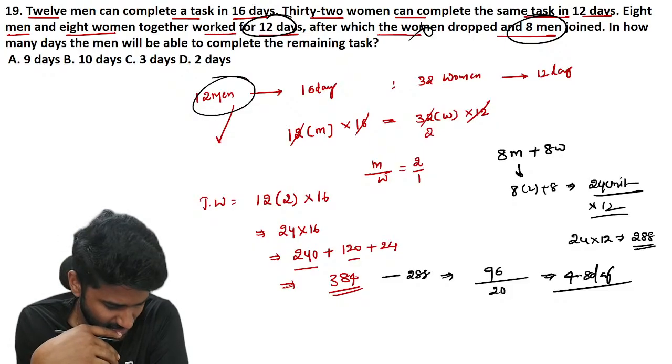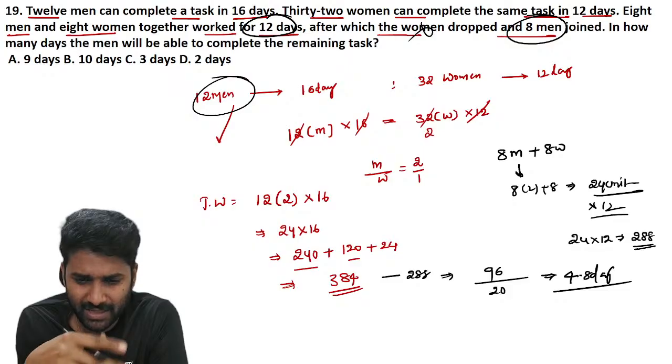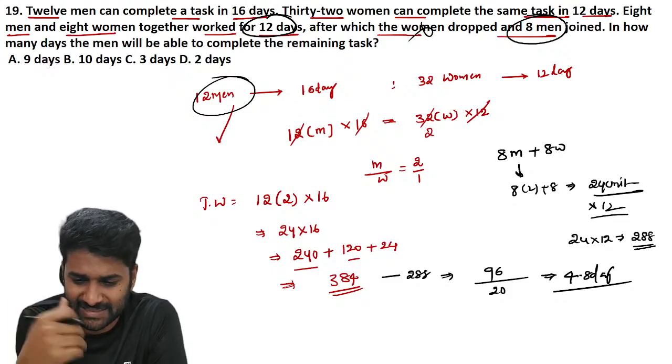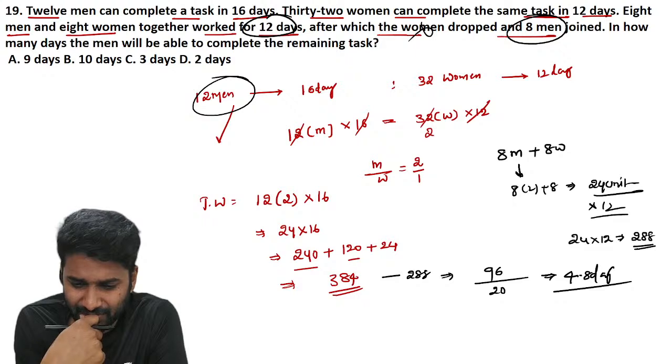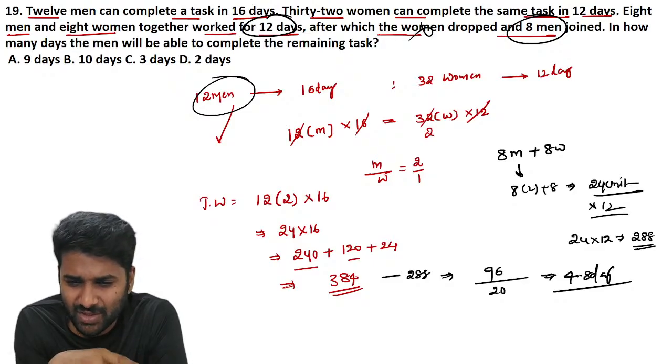Yes. Now in this data, 8 men, 8 women work together for 12 days. 8 into 2 is 16, 8 into 1 is 8, 16 plus 8 is 24 units per day. And they worked for 12 days. So 24 into 10 is 240, 24 into 2 is 48, 288 units they completed. Out of 384, if you subtract, the difference becomes 96. And these 96 units remain after the women dropped. So total women dropped in this work.